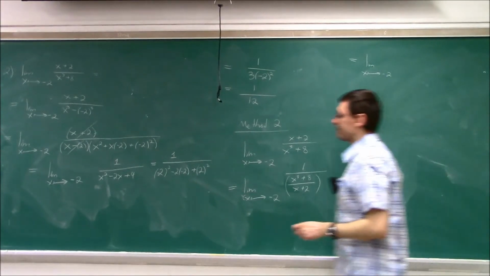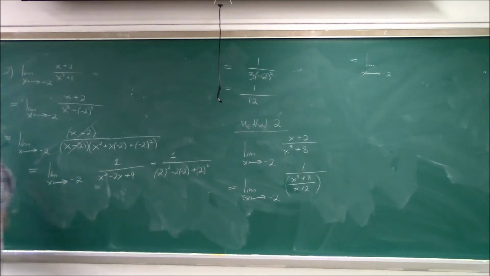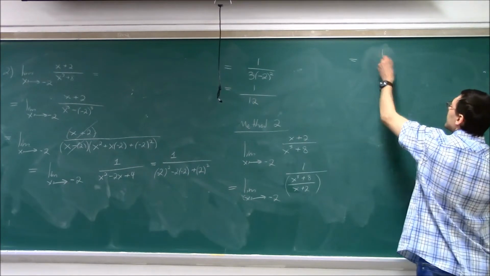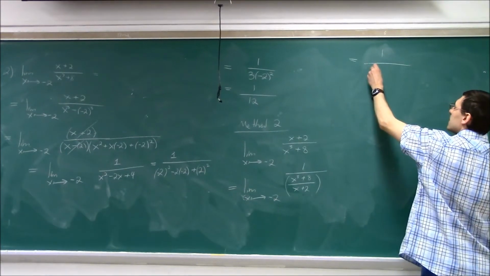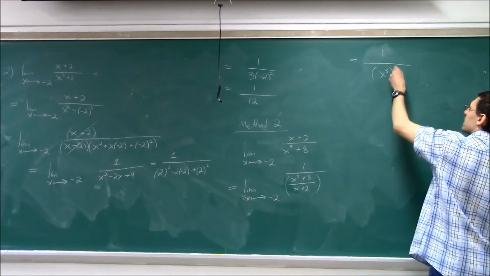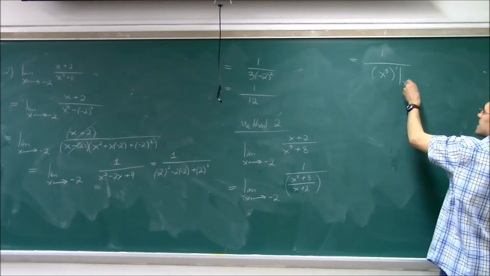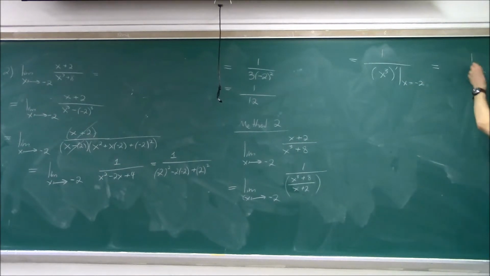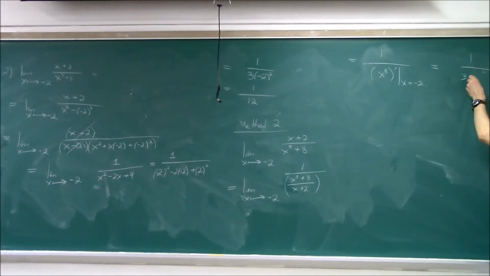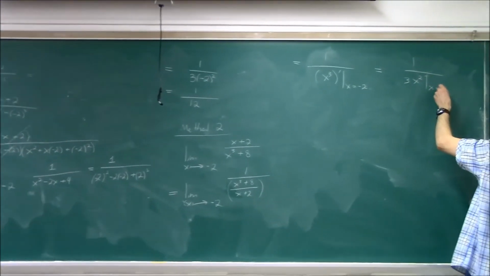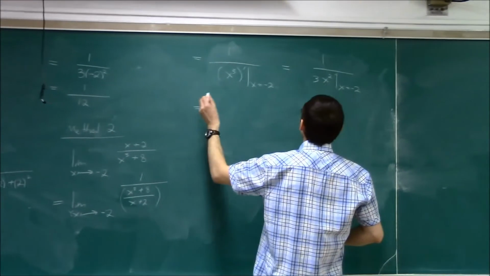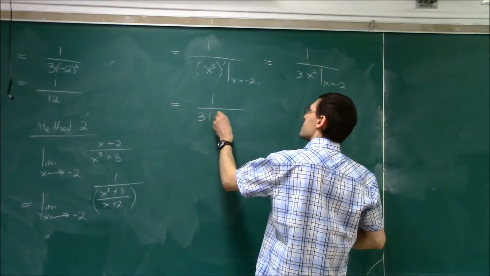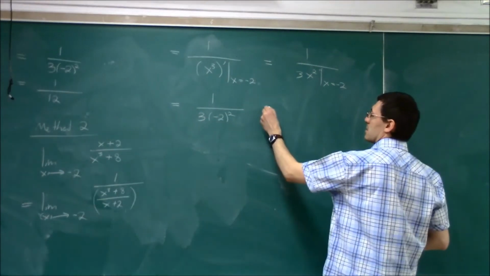Or better said, this is simply 1 divided by the derivative of x cubed, where x is minus 2. This is simply 1 divided by 3x squared, where x is equal to minus 2. And that becomes 1 over 3 times minus 2 squared. Again, we obtain the same result.